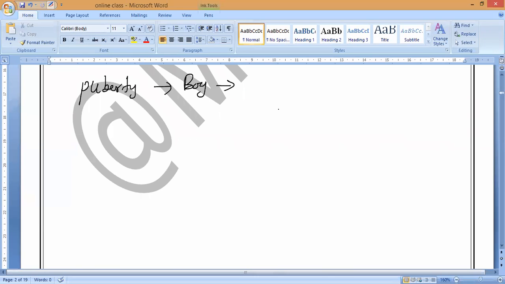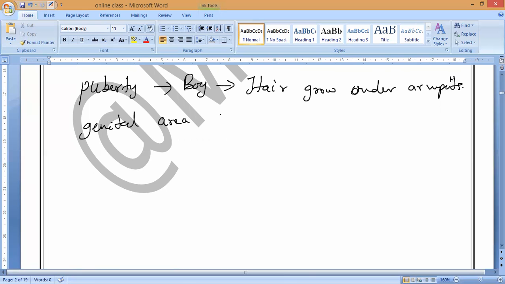First of all, remember, hair will start growing under the armpit. This is the first change we can see when a boy attains the puberty period. The hair starts growing under the armpits and also in the pubic regions, for example the genital areas and between the thighs.